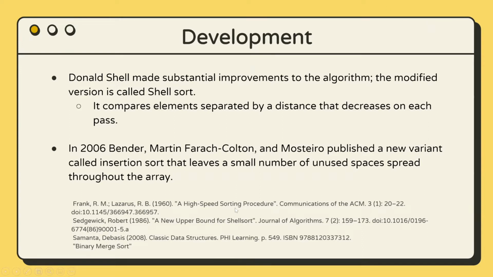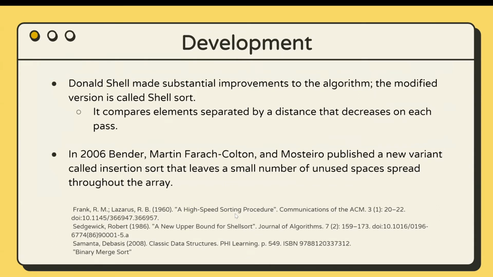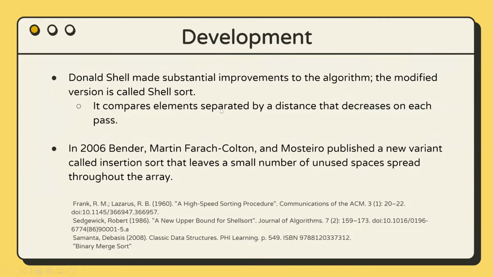All right, so the first thing is how it developed and came to be. The first one that came up with the idea was Donald Shell. He made substantial improvements to the algorithm and modified it and first called it a shell sort. This is done by comparing the elements separated by a distance that decreases on each pass. Until then, in 2016, Bender, Martin Farach-Colton, and Mosteiro published a new variant called the insertion sort, which is the sorting method that we know now.